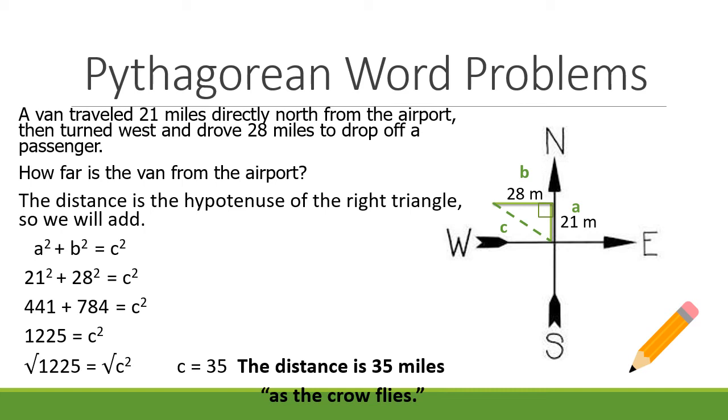So we use a squared plus b squared equals c squared and substitute 21 and 28 for a and b. When we do that, we get 441 plus 784, or 1225. When we take the square root of 1225, we find that c is 35. So the distance from the drop-off point to the beginning airport is 35 miles. And sometimes we use the phrase as the crow flies, because this is the distance if you could fly from the airport to the drop-off point. You didn't have to take the roads. Sometimes they'll just say straight line distance instead of making two different legs, north and west.